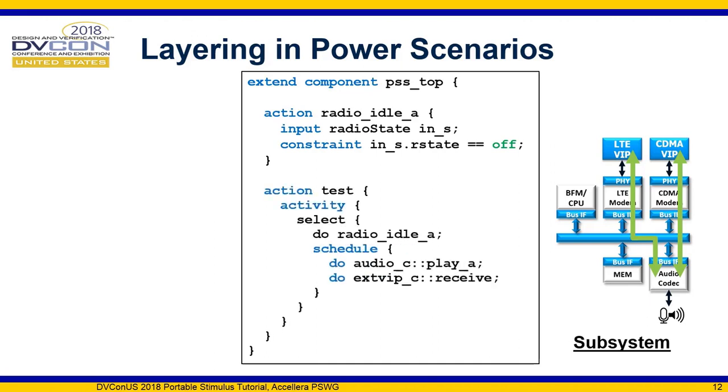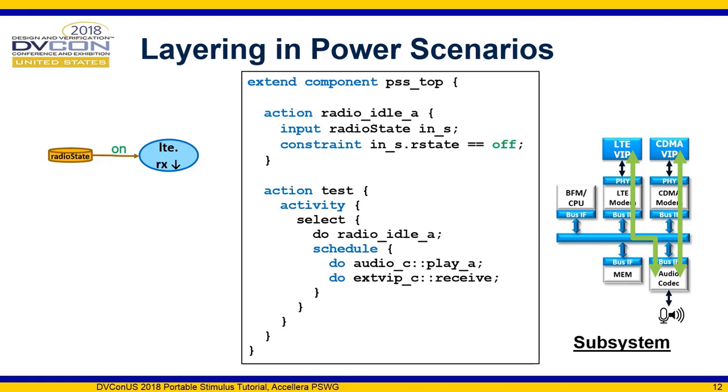Now I can write a top-level test action that says, okay, I'm going to do an activity that's going to do a selection between either turning the radio off by calling a radio idle or scheduling a play operation and a receive operation like we did before, okay, because we know these guys will both want them on. So what does this mean? Let's say the first time the tool went down the select, he decided that he's going to do a LTE-RX, right? That guy says, I need the state of this radio state object to be on.